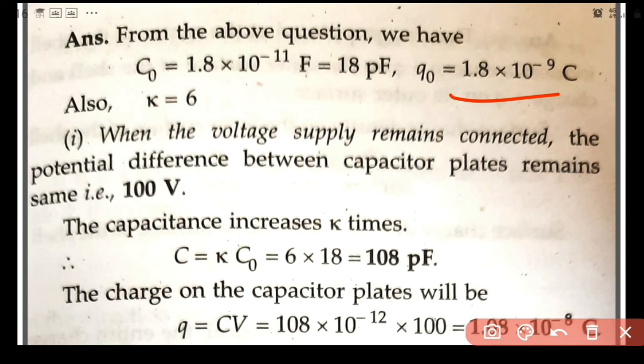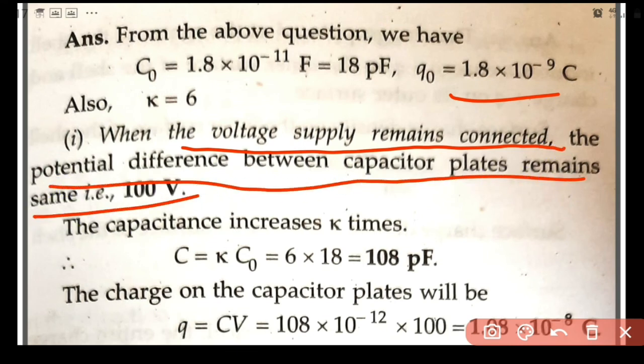Okay, it's given that a mica sheet of dielectric constant 6 is inserted. Now, the point you have to keep in mind is this: if the voltage supply remains connected, the potential difference between the capacitor plates remains the same. This is a very important point. If the battery remains connected, the potential difference across the capacitor plates will always be the same. If it is disconnected, it will change as per the situation. So in the first case, the battery remains connected, which means the potential difference remains the same.